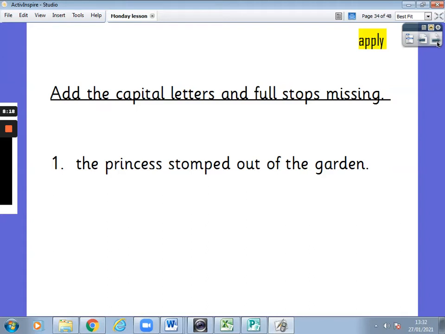Now, let's apply our capital letters and full stop. Let's look at the sentence. I'm going to read it for you, then you can pause the video and rewrite the sentence correctly. Where is the capital letter missing? And where should a full stop go? Number 1, the princess stomped out of the garden.